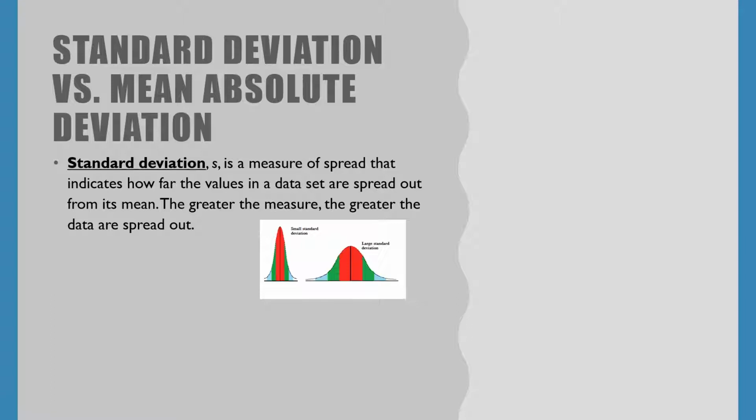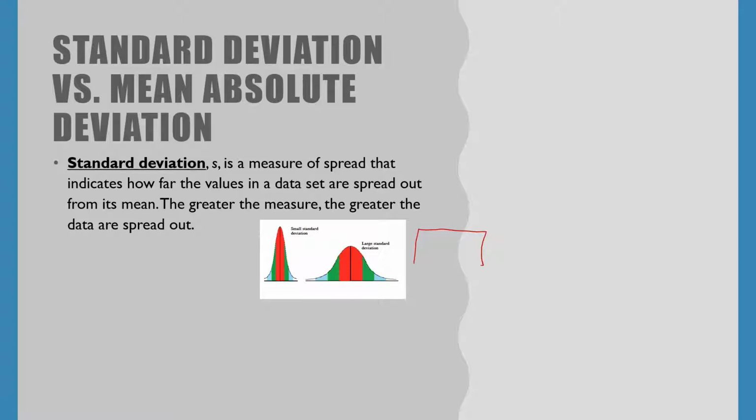But standard deviation, which is S, is a measure of spread that indicates how far the values in the data set are spread out from its mean. The greater the measure, the greater the data are spread out. And we'll talk about this tomorrow, but we use standard deviation when we have a symmetric distribution. I just call it all symmetrical.